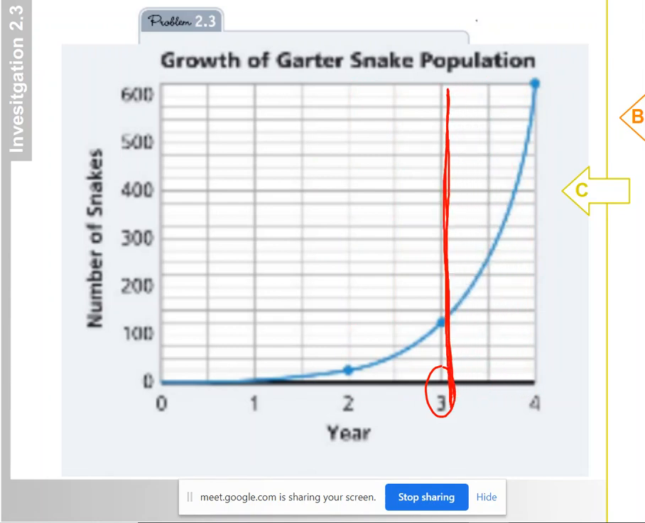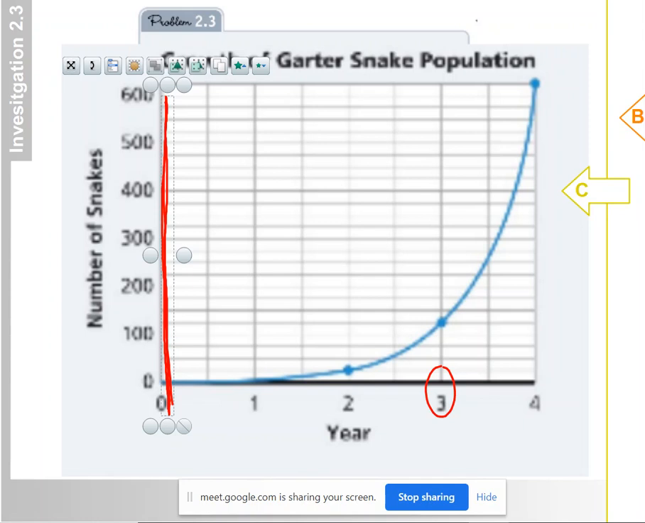Is this blue graph ever touching my red vertical line more than once at a time? No. So this function passes the vertical line test, therefore it is a function. So I believe it's the boy. Congratulations, boys. You are correct. It is a function. All right.